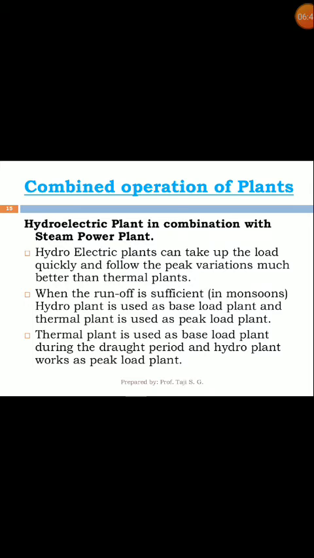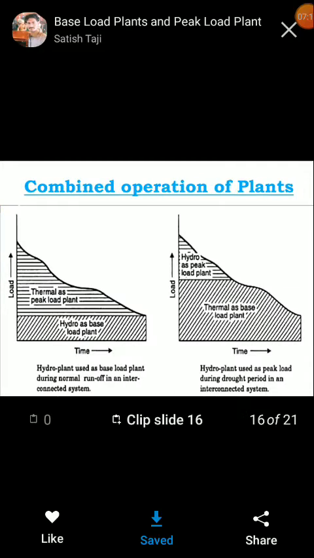Hydroelectric plants in combination with steam power plants. The hydroelectric plants can take up the load quickly and follow the peak variation much better than thermal plants. When the runoff is sufficient, in monsoon, the hydro plants are used as base load plants and thermal plants are used as peak load plants. The thermal plants are used as base load plants during the drought period and the hydro plants work as peak load plants.